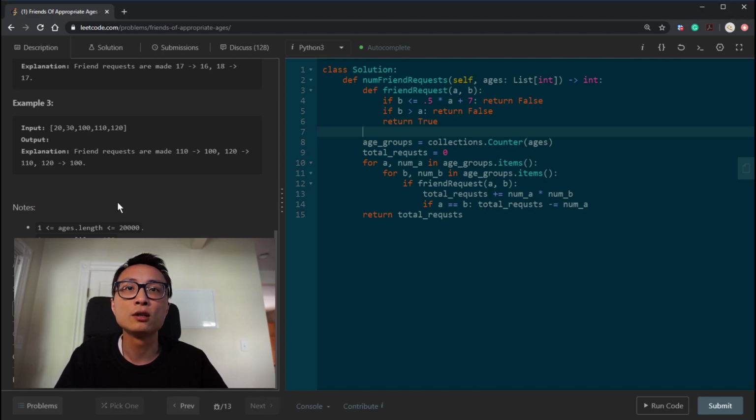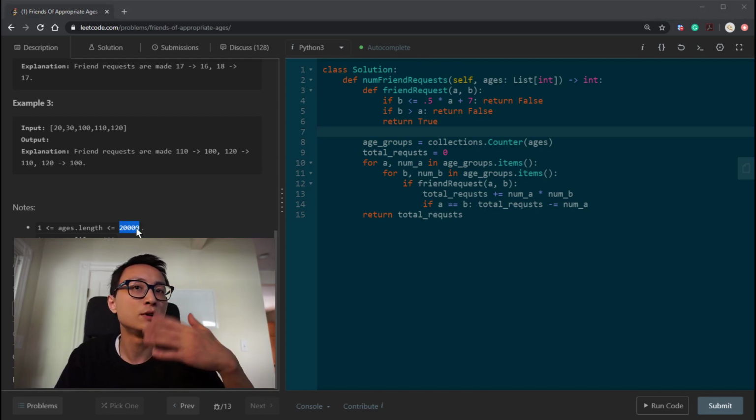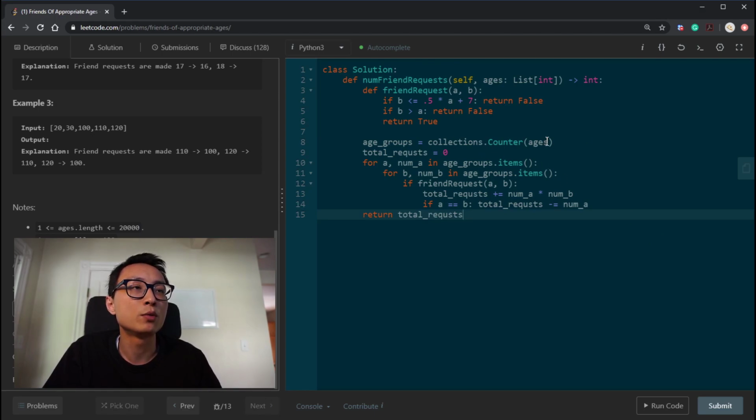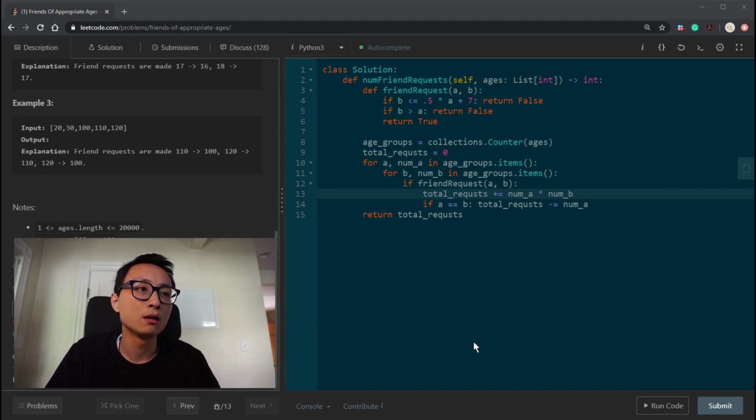And just looking at the notes here, we have 20k people, and the age is just from 1 to 100 something. There are going to be a lot of duplicates, so that's why we actually want to work in the age groups rather than at the individual person level. So that's why we are counting the number of persons with a certain age, and comparing the different pairs of ages, adding those numbers up, and excluding the double counted amount when we actually have the self requests being added in this multiplication. So that's the question. Yeah, hope it's helpful.